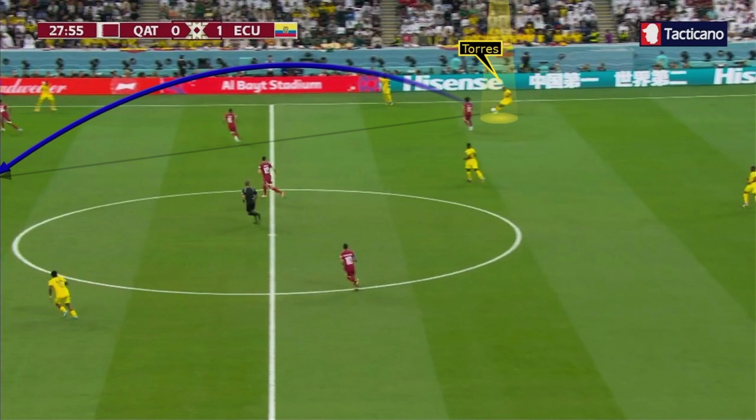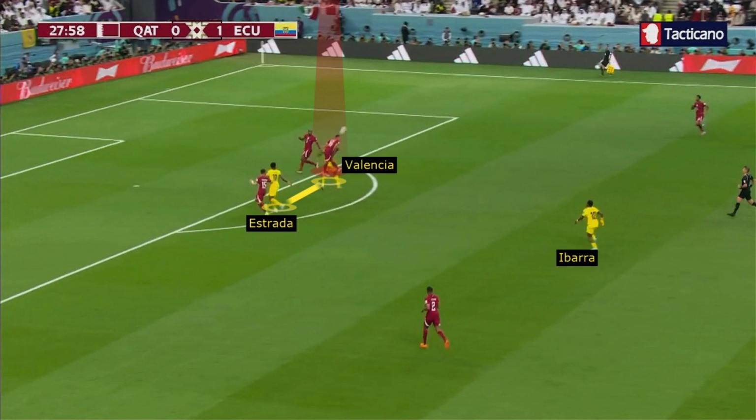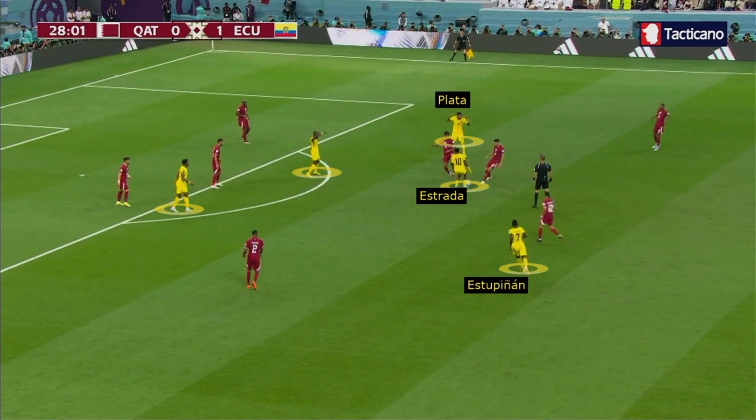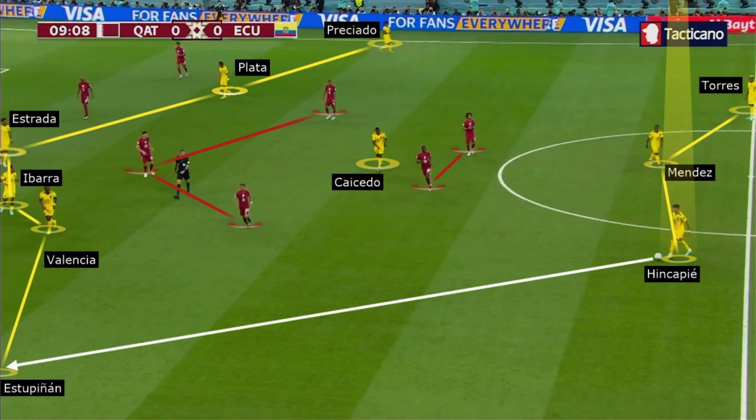Example 3, Torres plays a direct ball intercepted by the Qatar defense. Watch Plata and Ibarra's support in the penalty area. The play ends with a shot from Estrada above the goal. Ecuador's possession against Qatar's 5-3-2 defense.